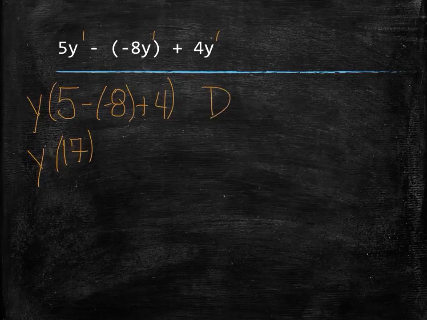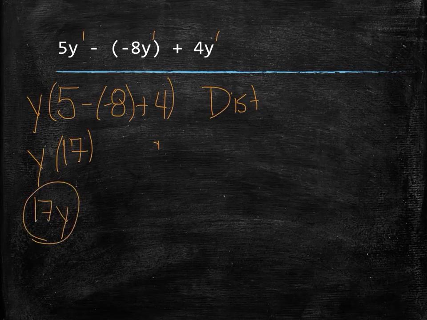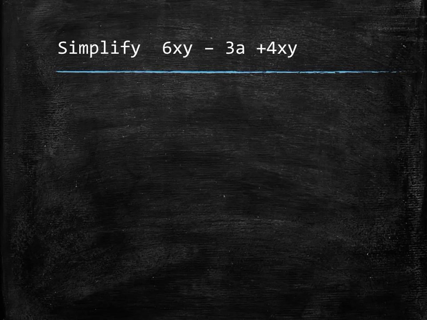So here was the distributive property. This was adding. And then here is the commutative property, giving us 17y. I used the commutative property there. Now we want to simplify. Here we do not have all of these as like terms. You can see this is not a like term with these two. So what do we need to do first? Well, we should rewrite it.